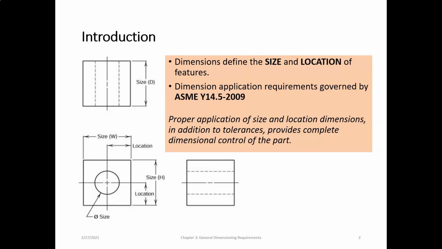And this is one of the statements from the standard. Proper application of size and location dimensions, in addition to tolerances, provide complete dimensional control of the part. So that's what we're trying to do. We're trying to define the complete dimensional control of the part, okay, through application of dimensions.